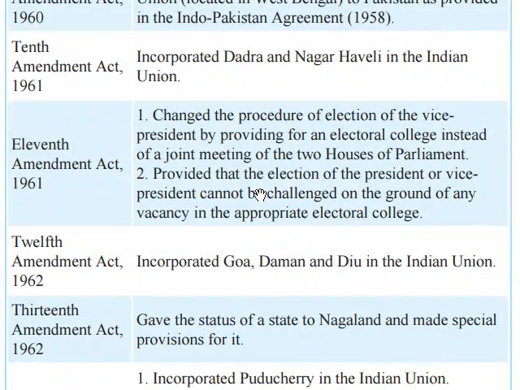Eleventh Amendment Act 1961 changed the procedure of election of the Vice President, providing for an Electoral College instead of a joint meeting of the two houses of Parliament. It provided that the election of the President or Vice President cannot be challenged on the ground of any vacancy in the appropriate Electoral College.